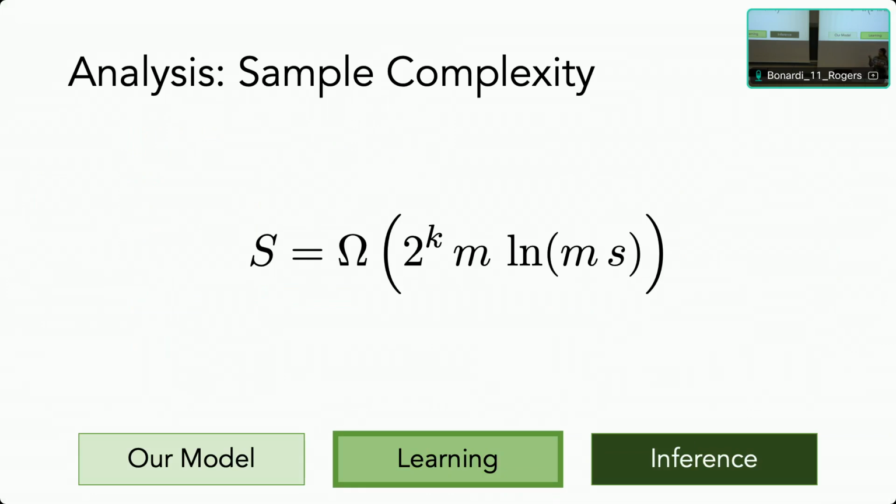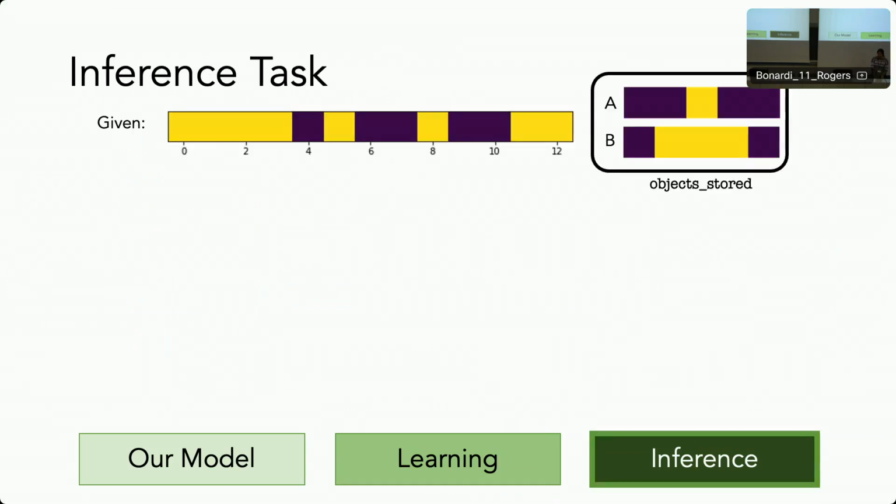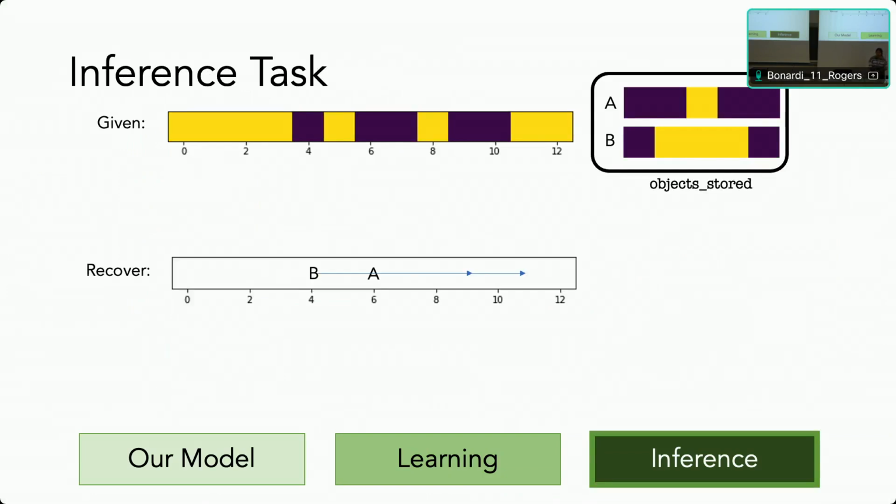And so if K is logarithmic in M, then we're good. Okay, so I'm going to talk about the inference task next. In that task, you're given a sample and a collection of objects that either you've already recovered or maybe they're the ground truth objects. And the goal is to give an explanation.